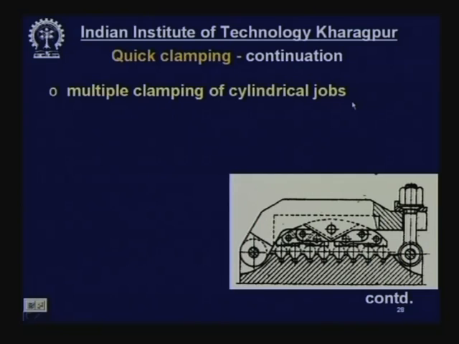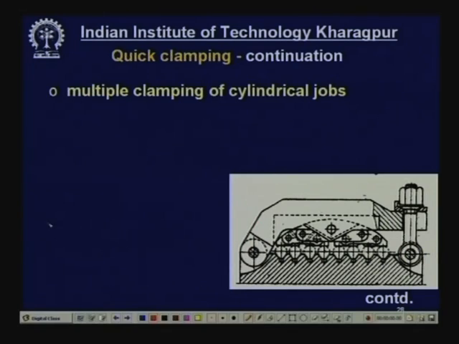Now, the multiple clamping of cylindrical jobs. Suppose a number of rods or pipes have to be held simultaneously. Suppose there are these V blocks, these V grooves, and you put these blanks here on the V grooves. They may be of the same diameter, may not be. There will be slight variation in the diameter.